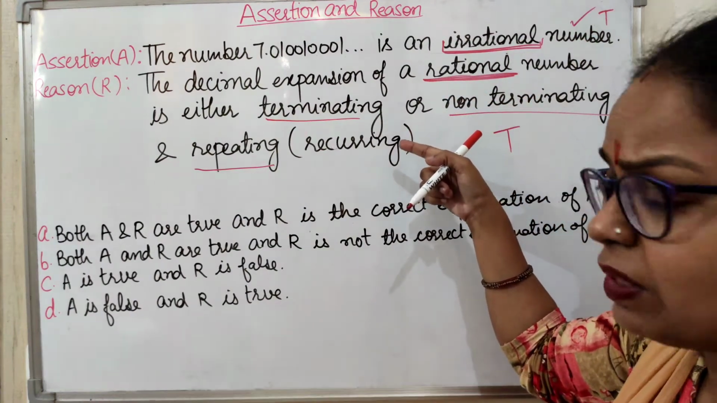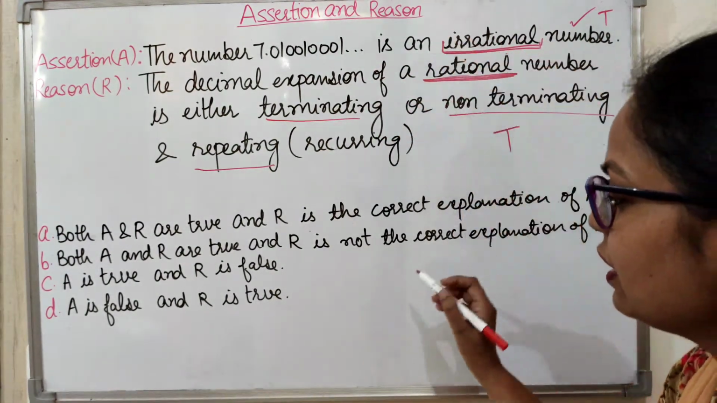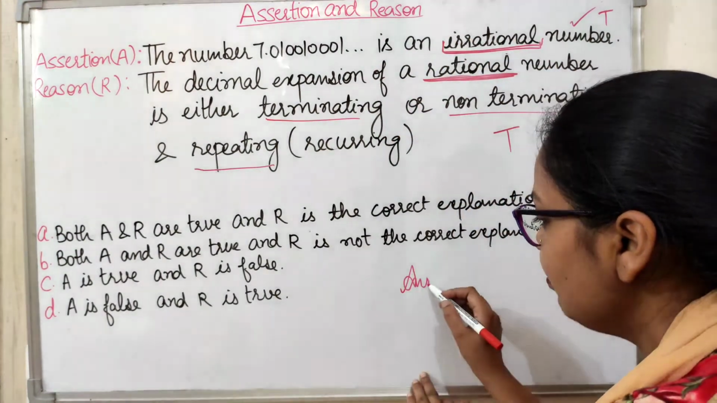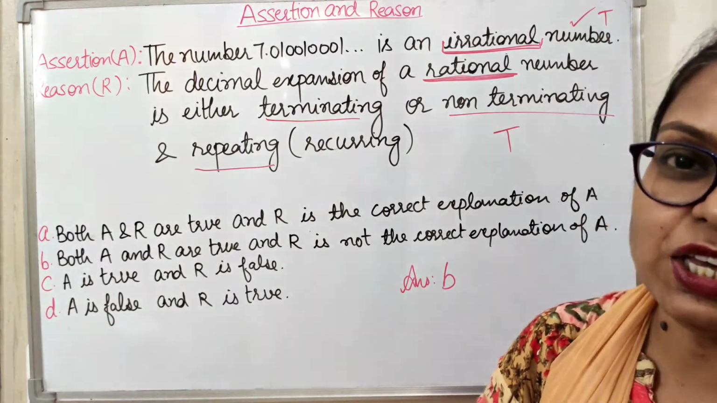So how will this be the correct explanation of this? No, this is not the correct explanation of this. Therefore, the answer will be B option. The right answer will be B option.